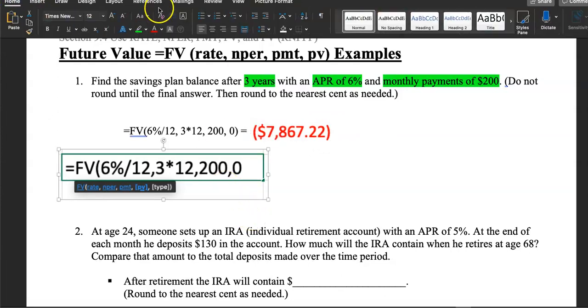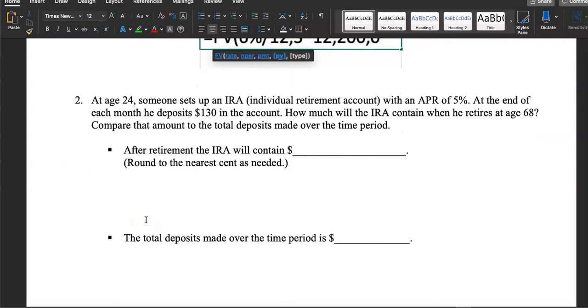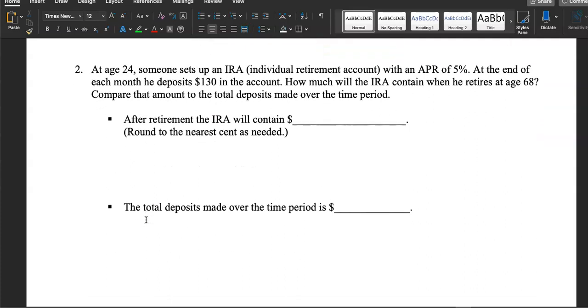Okay? All right, let's look at number 2. So we're planning for the future in these future value examples. And retirement is a big one, right? At age 24, someone sets up an IRA, individual retirement account. Very good. Only 24, but already thinking about retiring, right? That's good. Start early because you see how over time your money, your savings, your deposits, your investment will grow with interest. So the sooner you start, the better this will be.